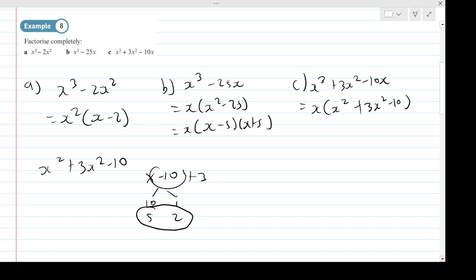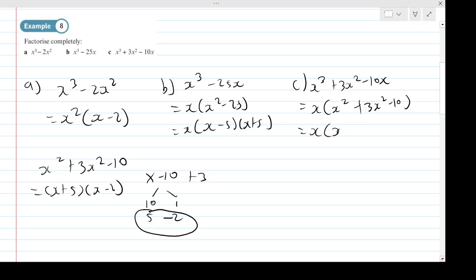So to account for the negative 10, which numbers will multiply to get negative 10 and add to get 3 from these two? What negatives do I need to attach on? Well, let's do negative 2, because then 5 take away 2 is 3. 5 times minus 2 is minus 10. And there we are. That factorises to x plus 5, x minus 2. Then I can factorise this even further to get x of x plus 5, x minus 2. And there we are. Cool.